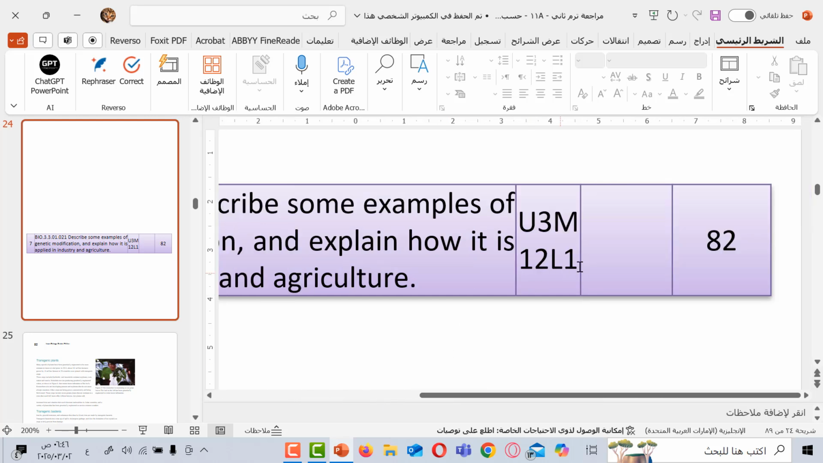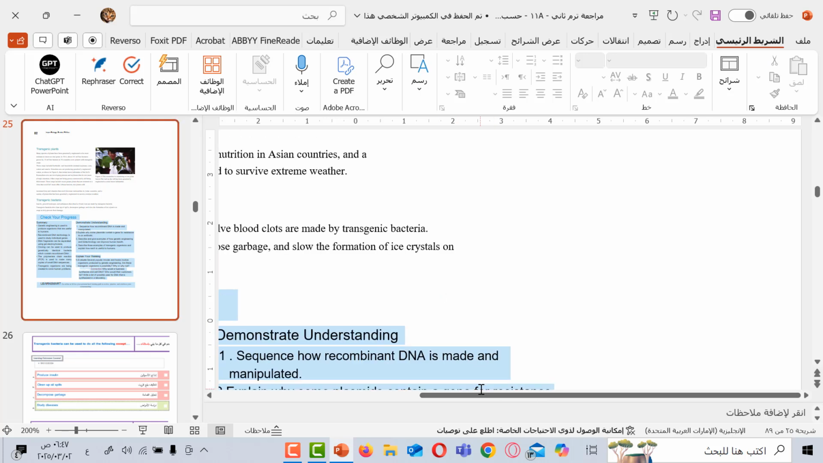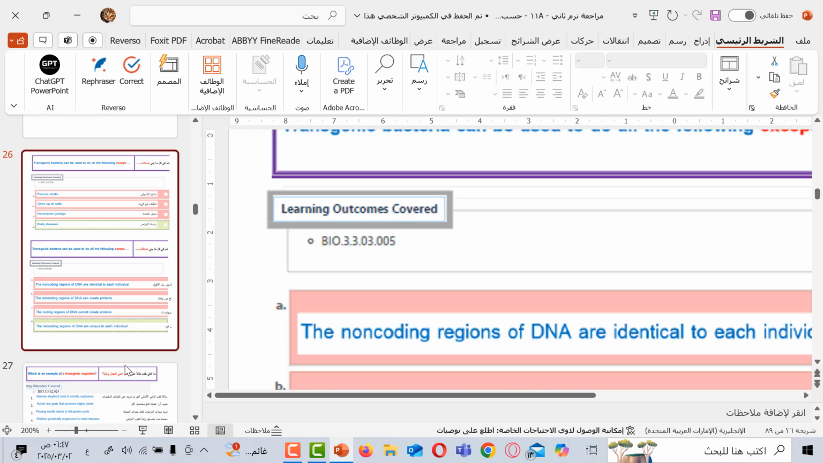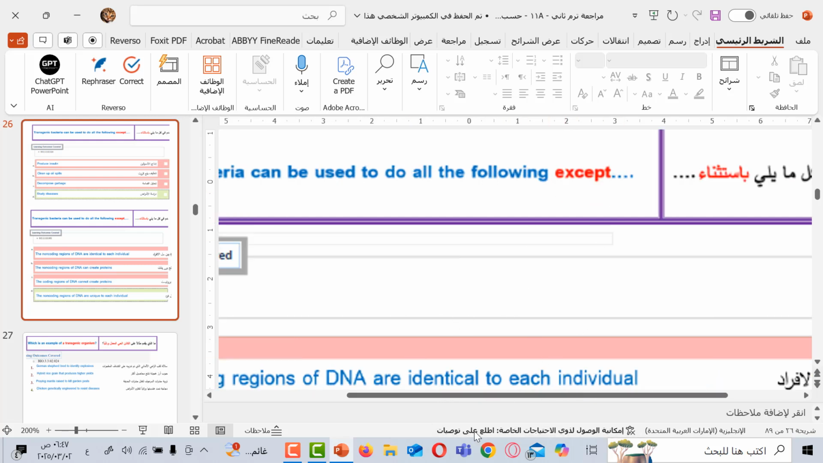So we are going to another question, number 7. Let's go to page 82. This is page 82. It's about transgenic bacteria. In transgenic bacteria we have many things which are a benefit for humans, so you must know about it. Let us see an example of a question: transgenic bacteria can be used to do all the following except one.